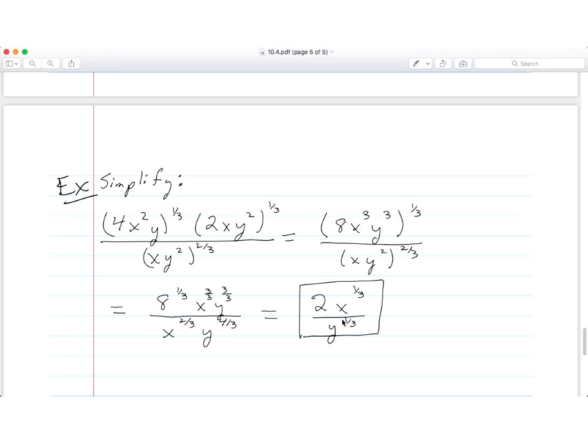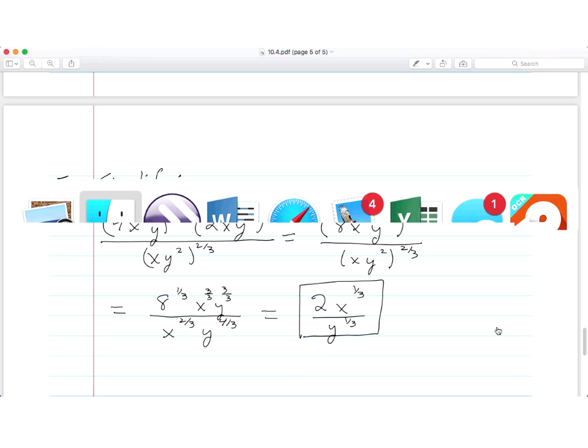And that finishes off section 10.4. Any questions about that?